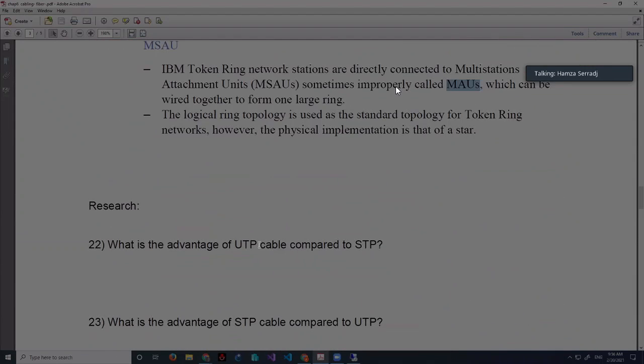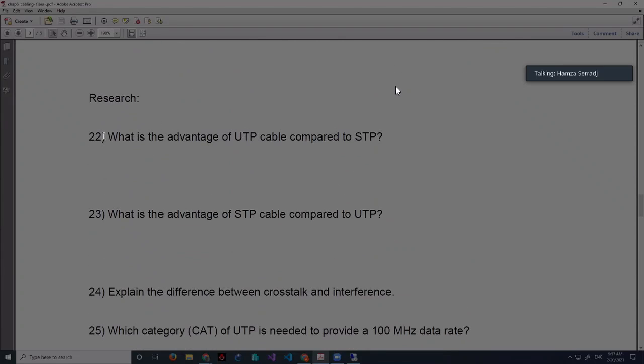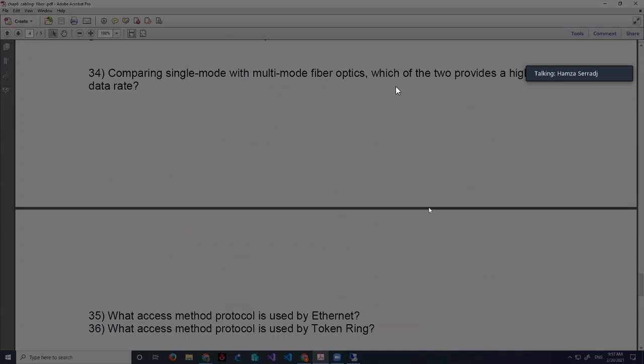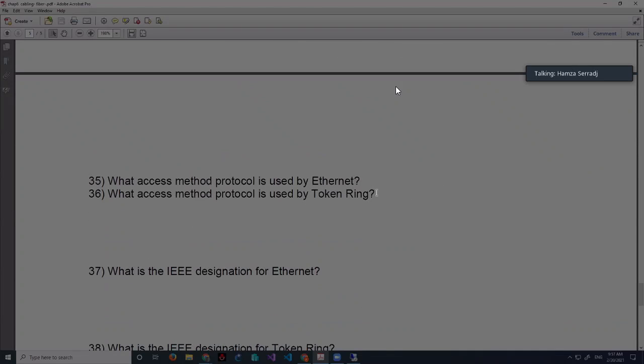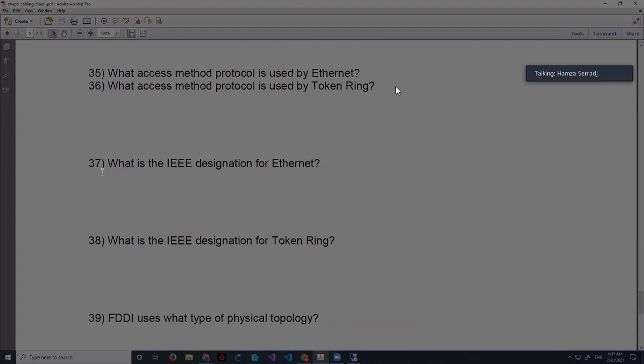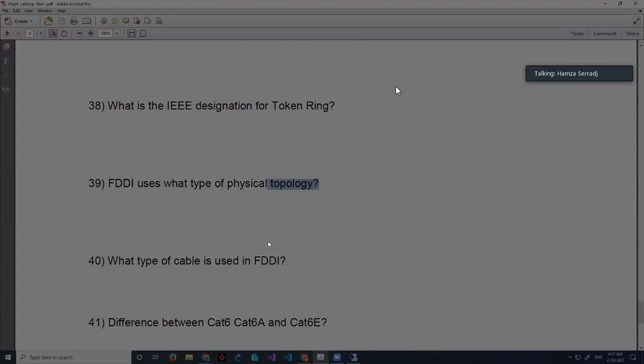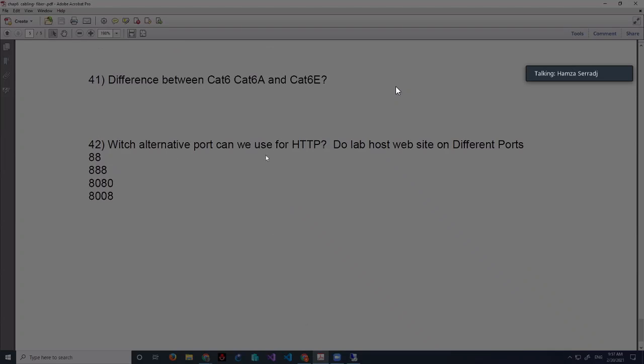Chapter 6, you're going to have these research questions. You already have all the answers in your chapters, right? What is the access method of Ethernet, the access method of token ring, the IEEE standard for Ethernet, the IEEE standard for token ring, and what type of topology does FDDI use? So just basic questions, right?